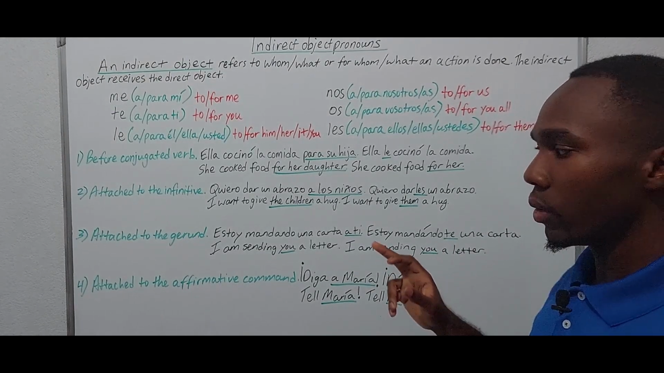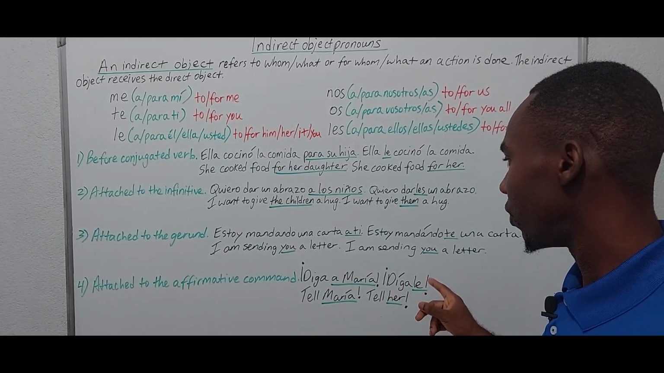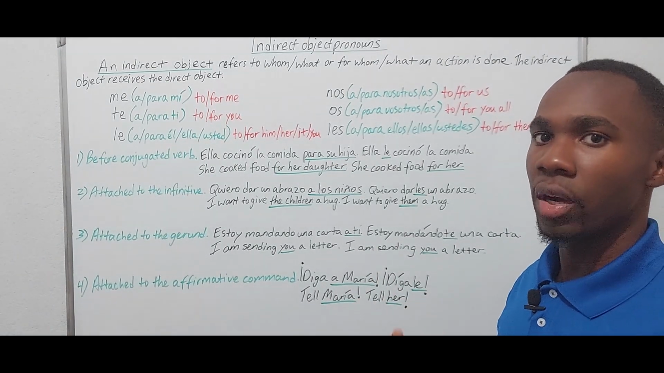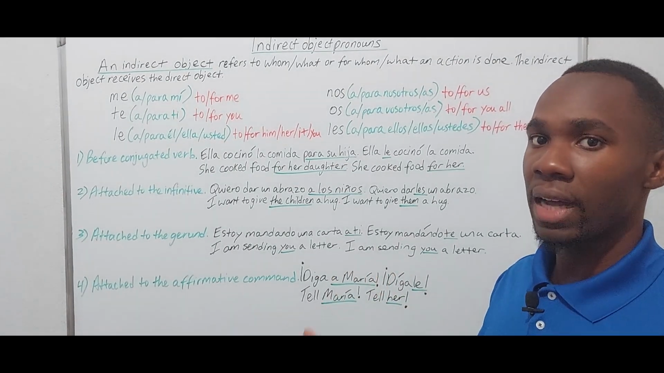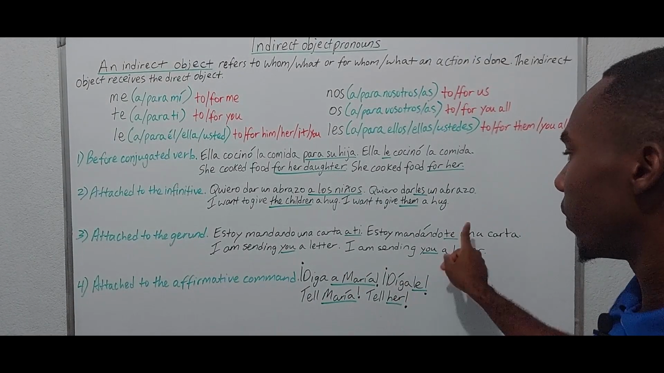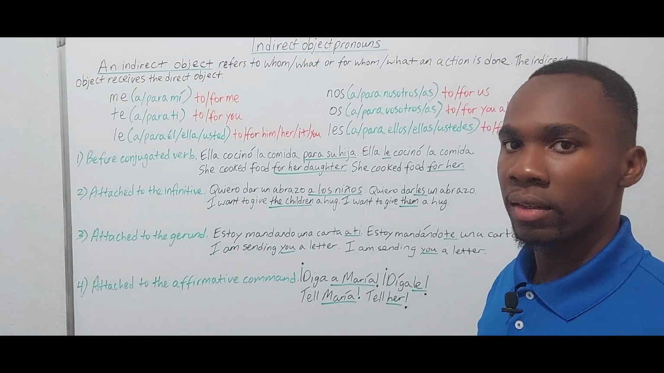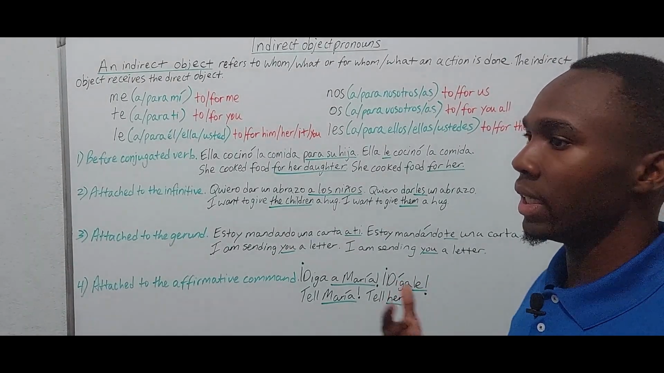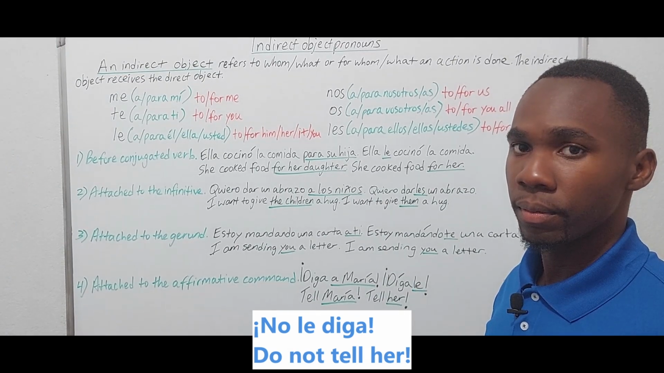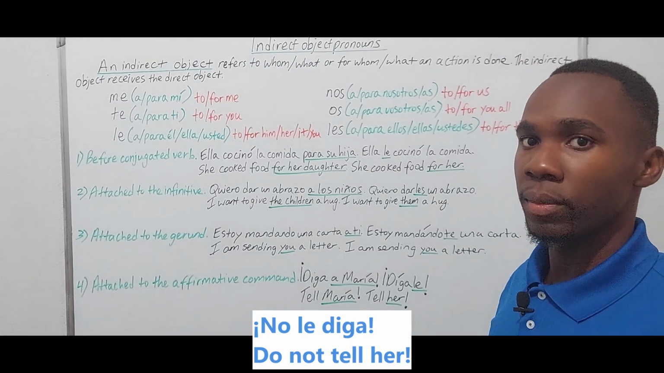Okay? So the rule here again would be once you attach the indirect object to the affirmative command and it results in 3 or more syllables, then you have to put an accent on the third vowel from the end. So here, 1, 2, 3, accent. Dígale. If I wanted to make this negative, I would say no le diga. Right? Do not tell her. Okay, so the indirect object pronoun would go before the conjugated verb in the negative.